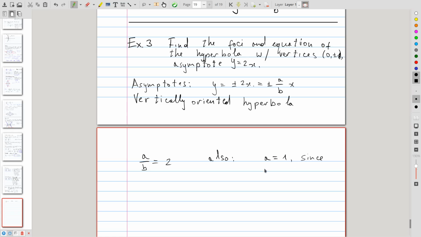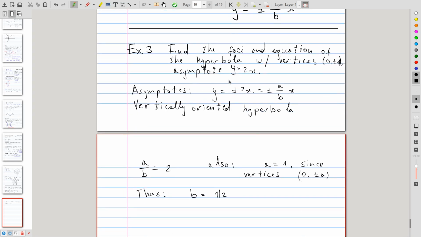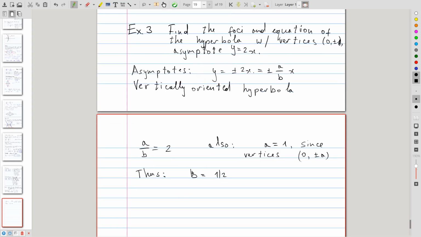Since vertices have the form 0 plus minus a, and comparing this expression to what we have for the vertices, we see that a is 1. Great. So this allows us to conclude that b is 1/2, right? Because we know that a is 1, the ratio a over b is 2, and therefore b must be 1/2. Great. So we have the value of a, we have the value of b.